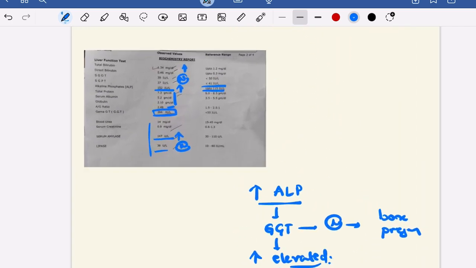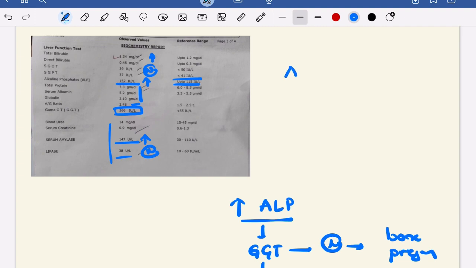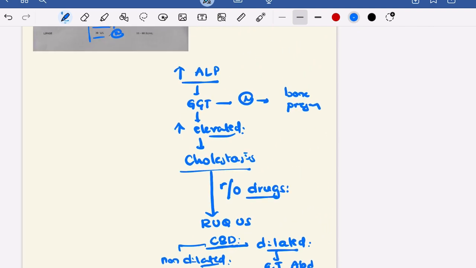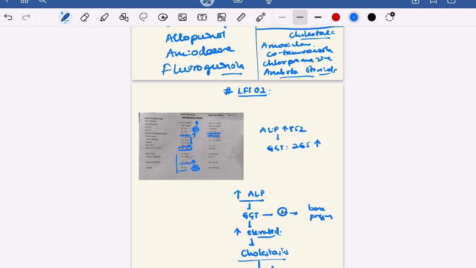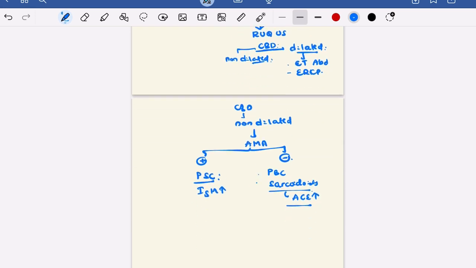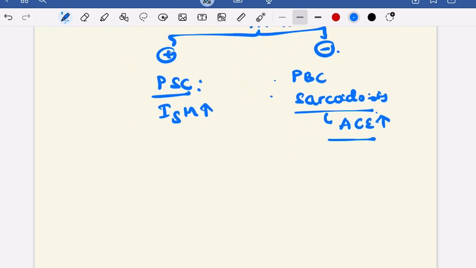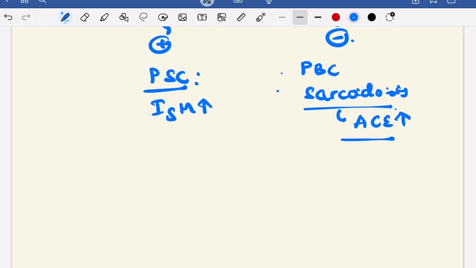So in this case, ALP is elevated, which is around 152, and GGT is also elevated. So that is pointing towards your hepatobiliary system. Now the next thing is you have to rule out the drugs. This patient was not on any drugs. When we did ultrasound, the report revealed there is cholelithiasis. Let me show you the ultrasound report of this patient.